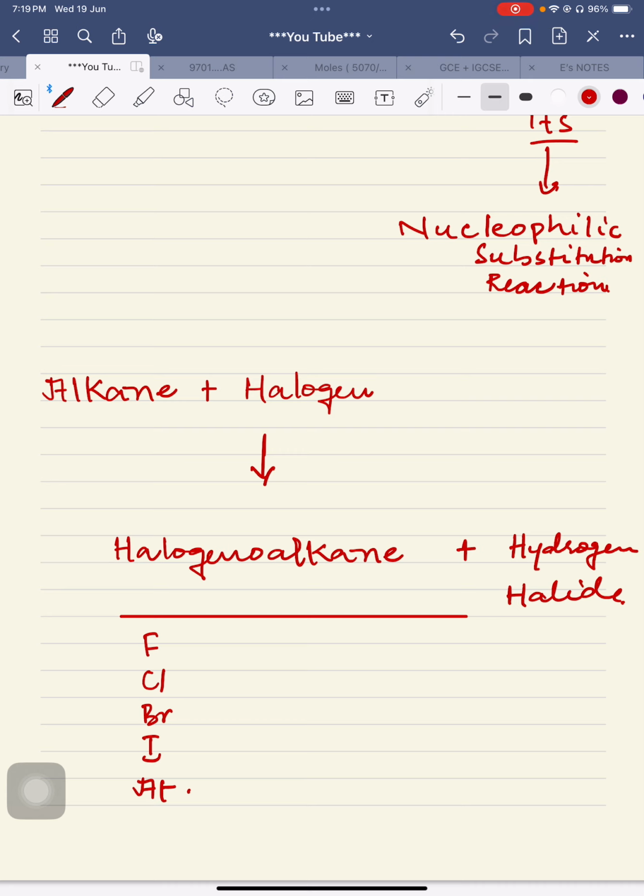So these are all the elements which have 7 electrons in their outermost shell, and they are going to make a covalent bond with hydrogen, and that is called a hydrogen halide. Combination of hydrogen with any of them is called a hydrogen halide. Now we are going to look into the details which are related to your syllabus 5070 and 0620 currently.